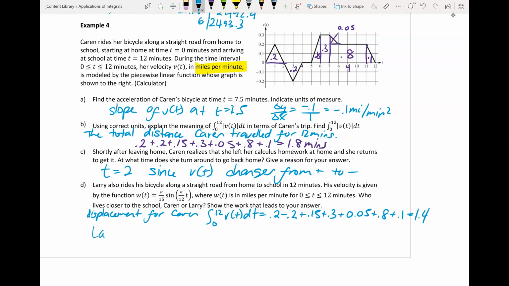And then for Larry, that's the integral from 0 to 12 of w of t dt, and we can just calculate this in the calculator and plug it in, and we're going to get 1.6. So that means Karen lives closer, because Karen is 1.4 miles away from the school. And then we're done.